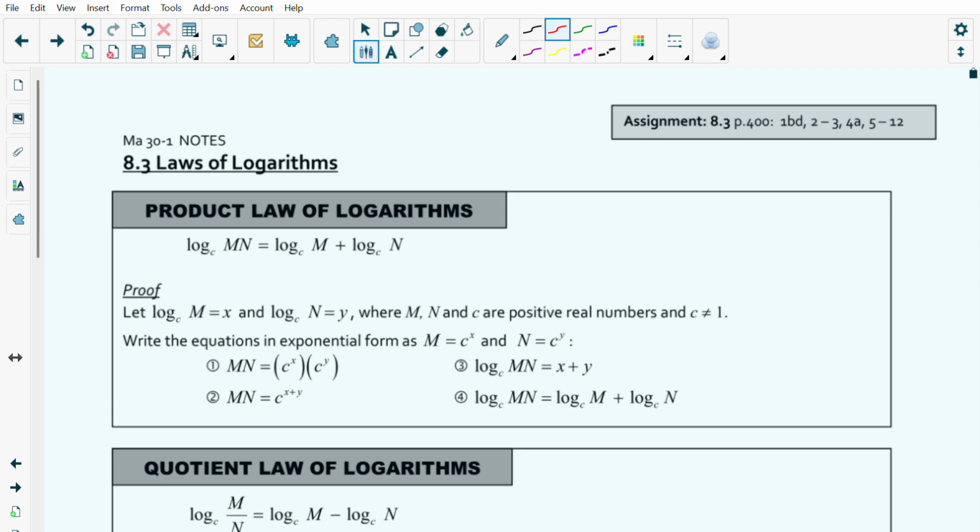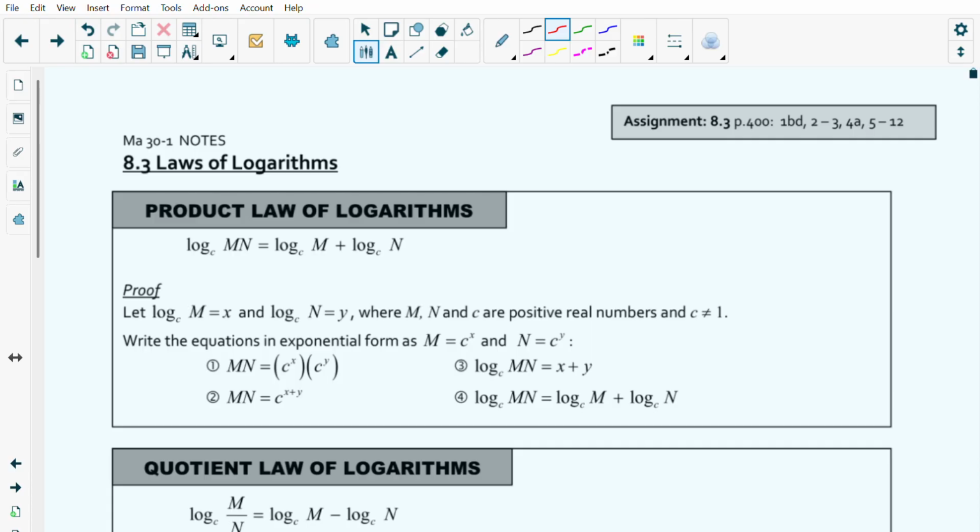Okay, welcome back. We're on 8.3 Laws of Logarithms. So we're going to step through each of these main three laws, and then we're going to do lots of examples on how these laws can be applied for rearranging logarithmic expressions and equations. Product law of logarithms.